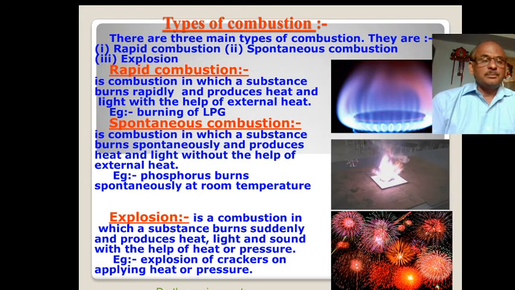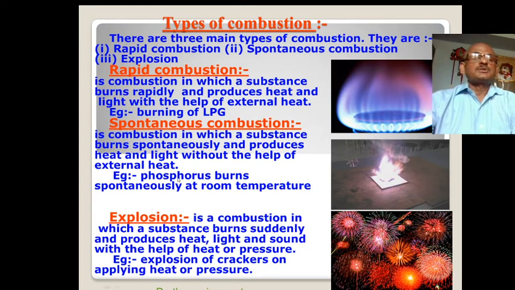Now the types of combustion. There are three main types of combustion. They are rapid combustion, spontaneous combustion and explosion. Earlier we have learned respiration is also a slow combustion, but here we are considering combustion of fuel. First, rapid combustion: a combustion in which a substance burns rapidly and produces heat and light with the help of external heat, for example, burning of LPG.